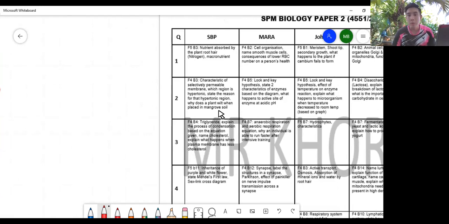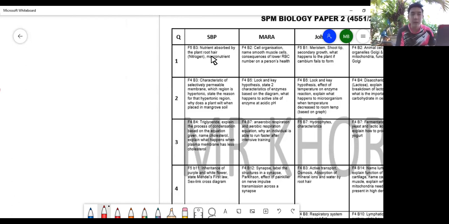So what you should be doing is this. The highlighter is to highlight the things that you should take note. The red pen is to draw stars. Draw stars means how important is that particular question. So we'll be doing that for SBP and MRSM. MRSM meaning Mara. Then the rest, guys, you can do it yourself.